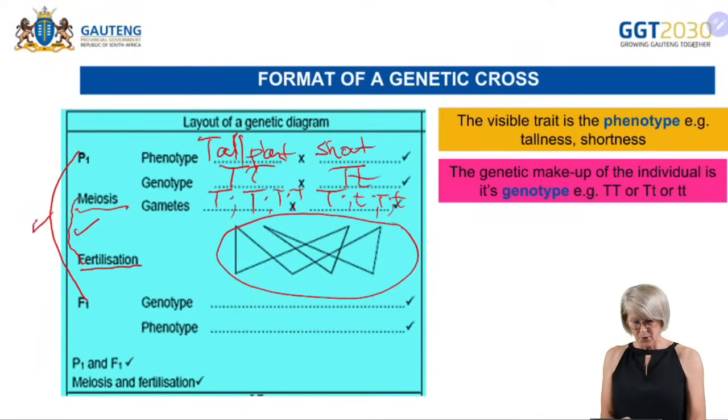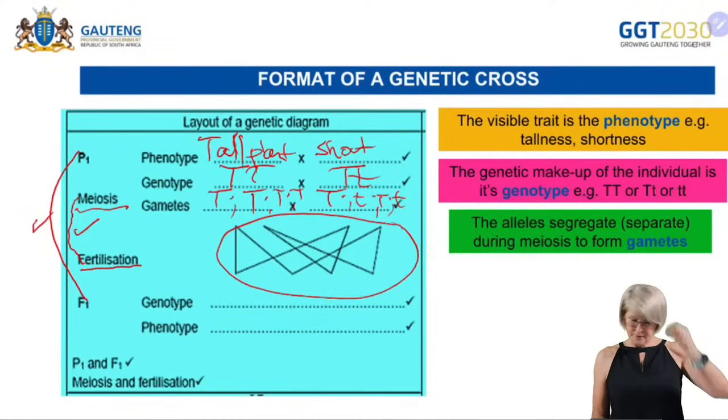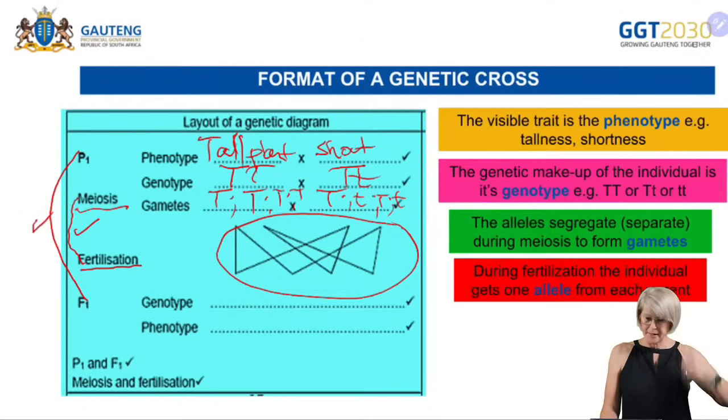All right, so once we've worked out the gametes, then we're going to cross them, and we'll get the genotype of F1, and we write that down. So that is then going to be fertilization taking place. And then from our genotype of F1, we can then write down the phenotype.